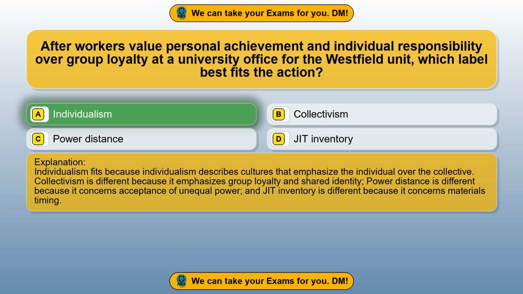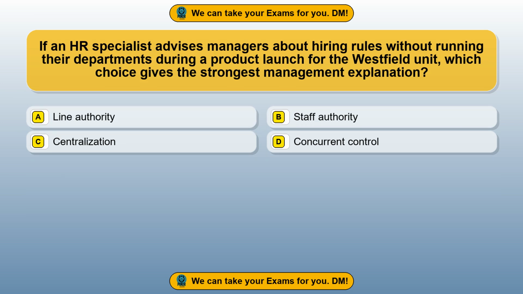Individualism fits because individualism describes cultures that emphasize the individual over the collective. Collectivism is different because it emphasizes group loyalty and shared identity. Power distance is different because it concerns acceptance of unequal power, and JIT inventory is different because it concerns materials timing.